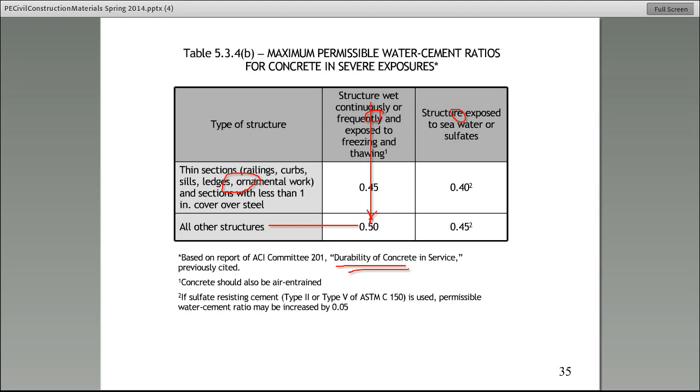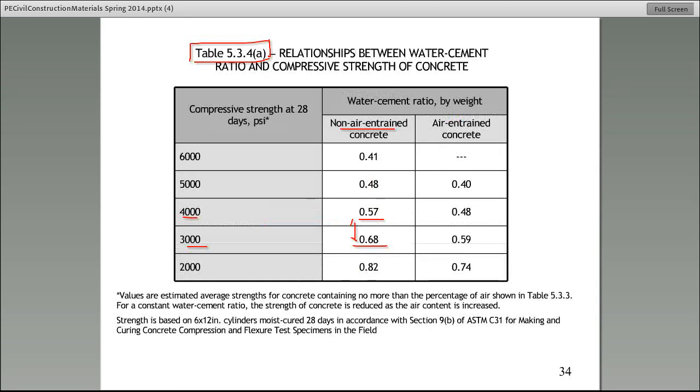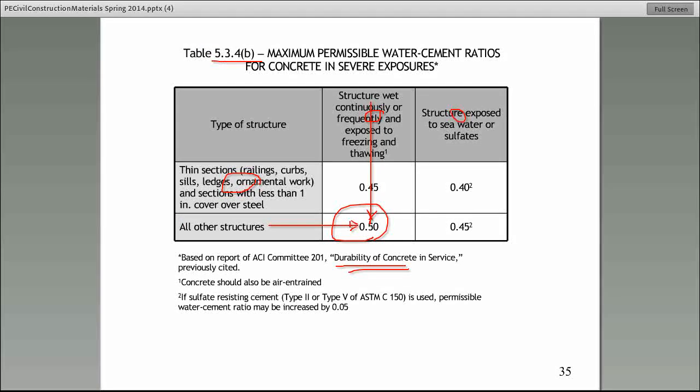Based on durability, or 5.34b, this table, let's assume the water to cement ratio that's specified is 0.5. Everybody with me? So let's say we specify 0.5 based on durability. Based on strength, this table, we came up with 0.58. So which one would control? Strength says water to cement ratio 0.58. Durability says water to cement ratio of 0.5. Which one would you choose?